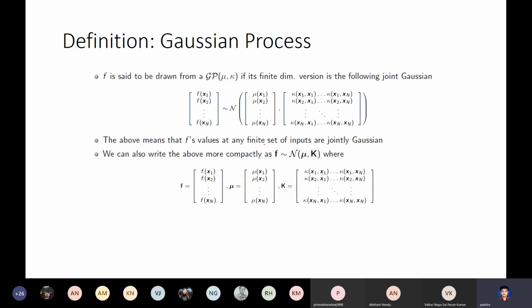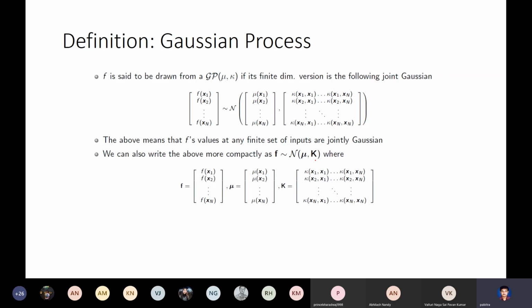So we introduce some notations which we will use later. This vector f of x1 to f of xn, we call bold f. Mu of x1 to mu of xn, we call bold mu. And this covariance matrix computed using the kernel function, I call bold K. So bold f is distributed according to a normal with mean bold mu and covariance bold K.